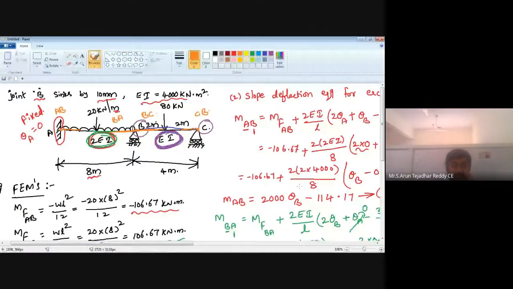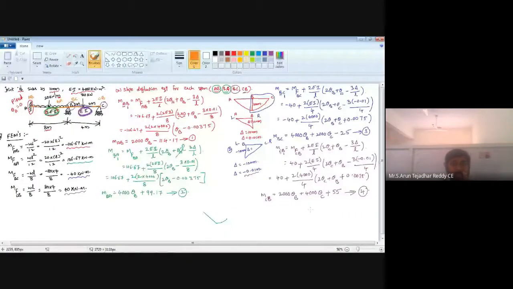Okay, first in the third step, joint equilibrium equation, consider B as a joint because it is having 2 members, BA plus BC. First take screenshot up to here. Okay, next.